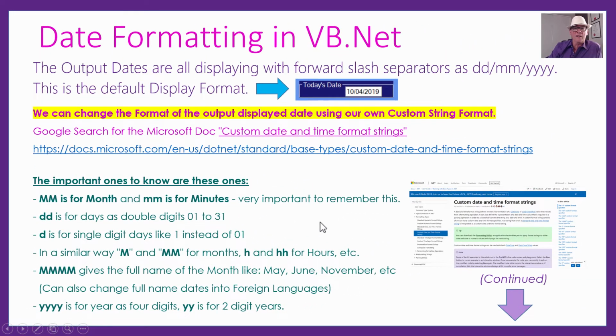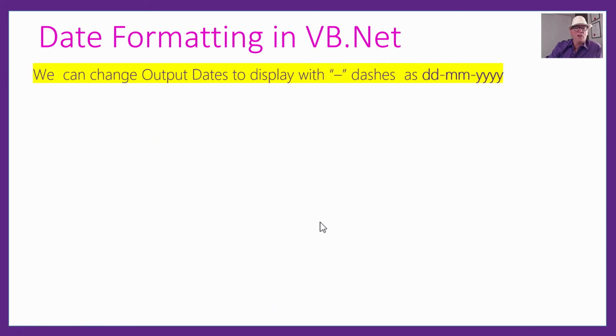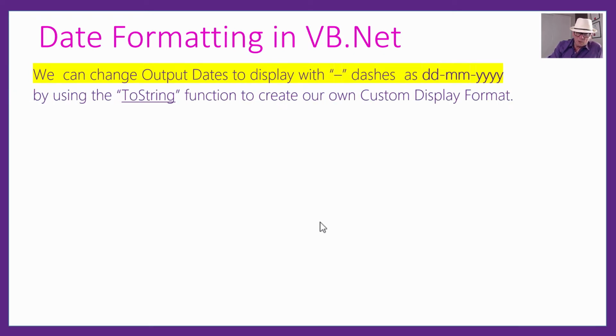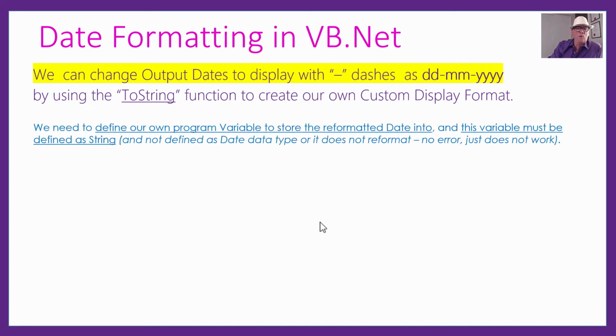So let's have a look at this sort of formatting. We want to change our dates so that they format with the hyphens or the dashes in between. So we use the ToString function to write our own custom display format. The only thing is you need to make sure the variable which you're going to put this in is a string variable, okay?